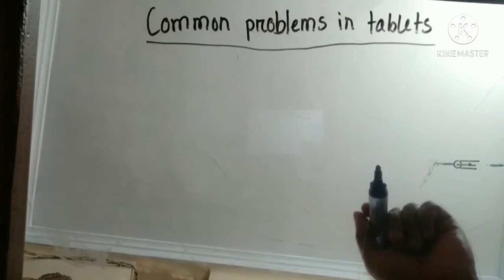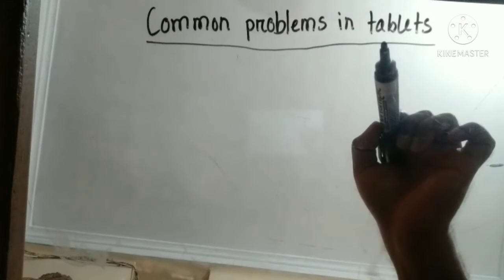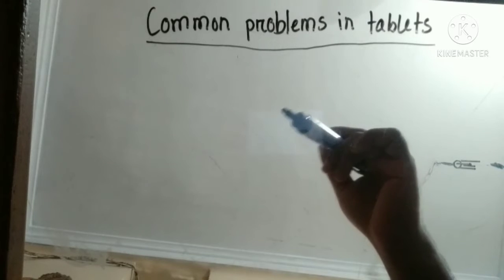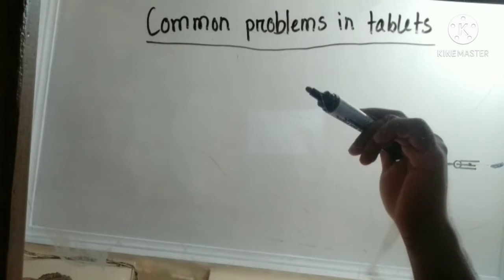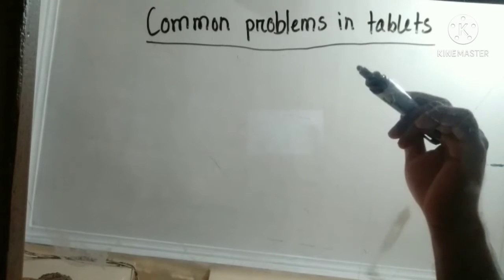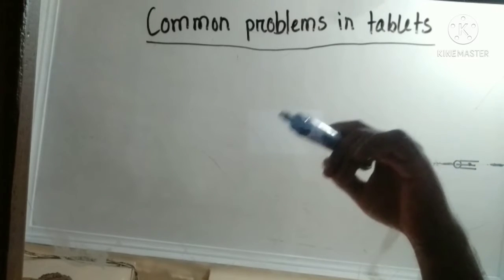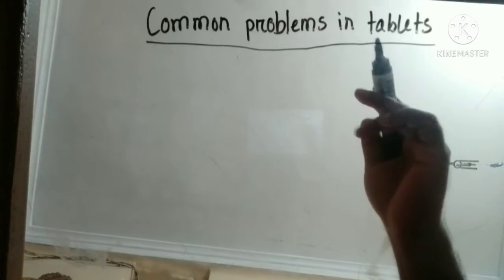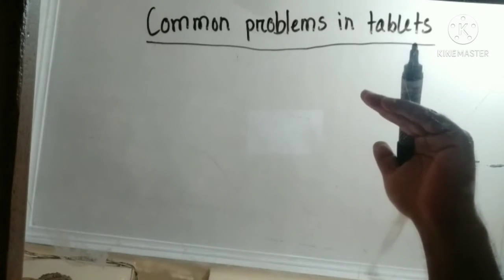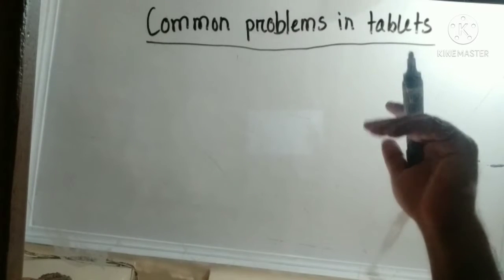Hello guys, today I will discuss common problems seen in tablet manufacturing. In my previous lecture I discussed the definition of tablets, the advantages and disadvantages of using tablets, and different kinds of ingredients or excipients that are used to manufacture tablets. That was discussed in my previous video. Now I am discussing common problems.